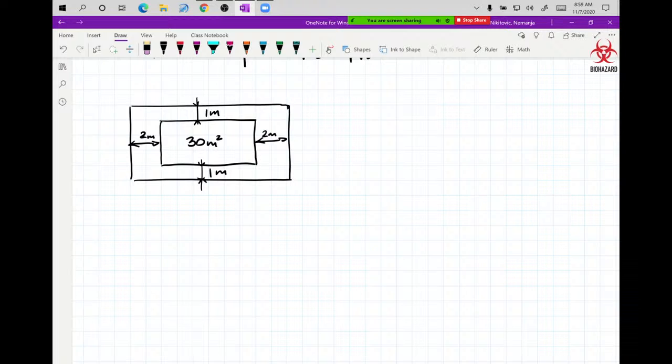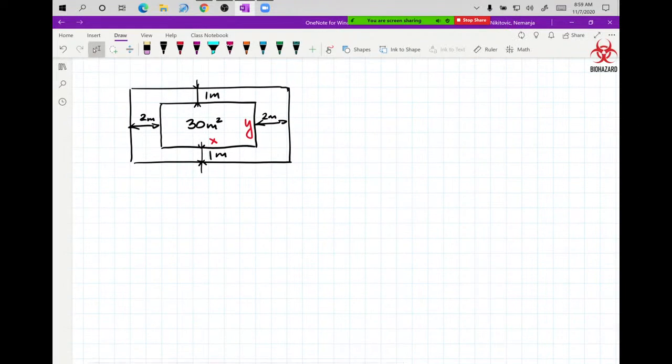So we start with labeling x and y inside, which immediately gives us our constraint, because x times y equals 30 is the equation that we can write immediately by looking at the surface area of the pool. This is how much surface area of the water you're going to have inside.